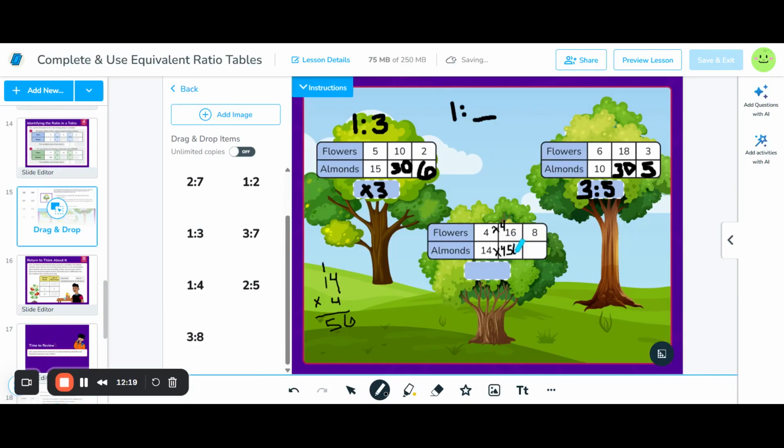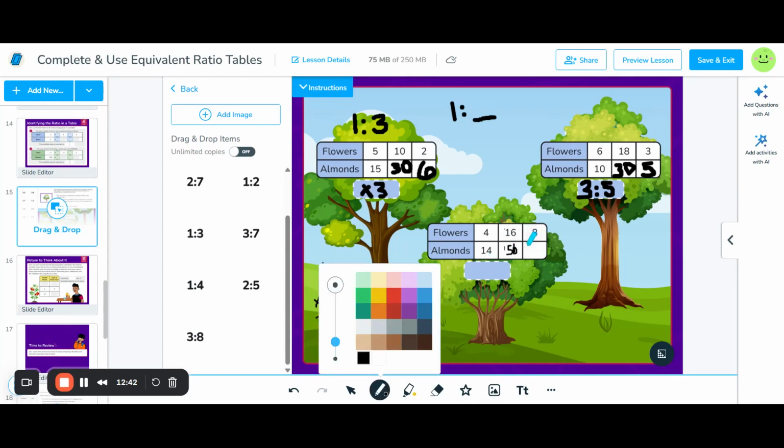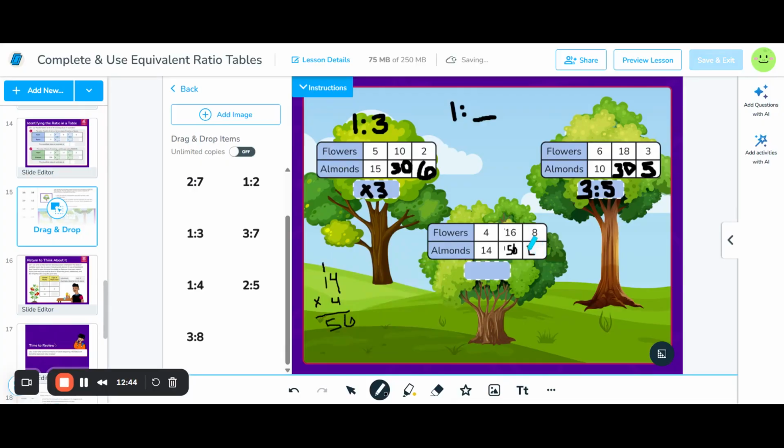And then, that's looking kind of crazy. Let me get rid of some of these numbers just to make it easier to see. So that's 56. So we did times 4 and times 4. And then here, if we want to go from 4 to 8, so then we can do 4 times 2 is 8. So then 14 times 2 is going to be 28. Okay, so that's how we do this.